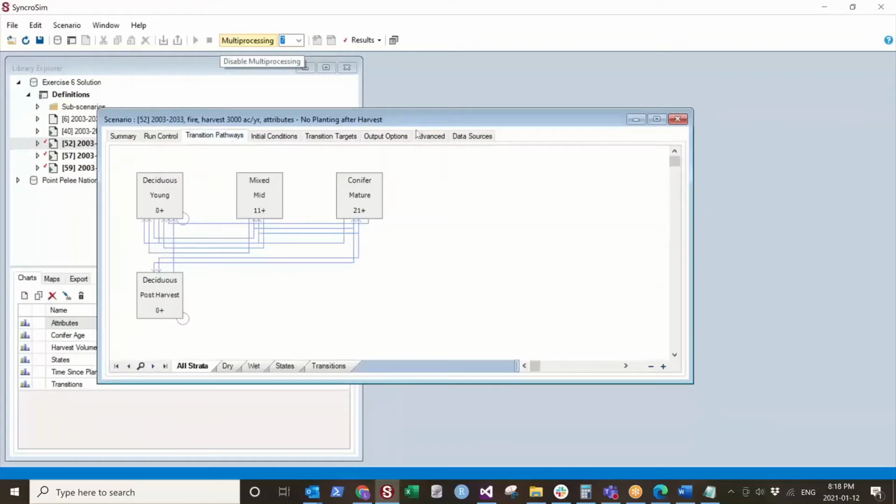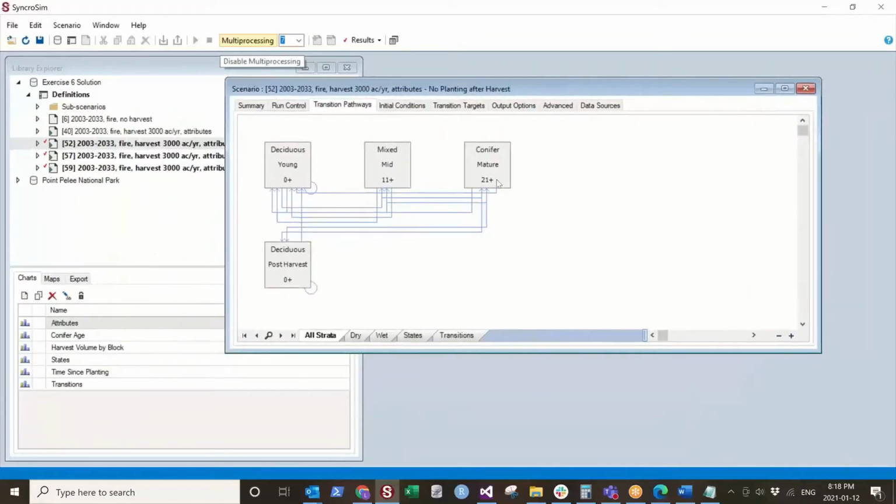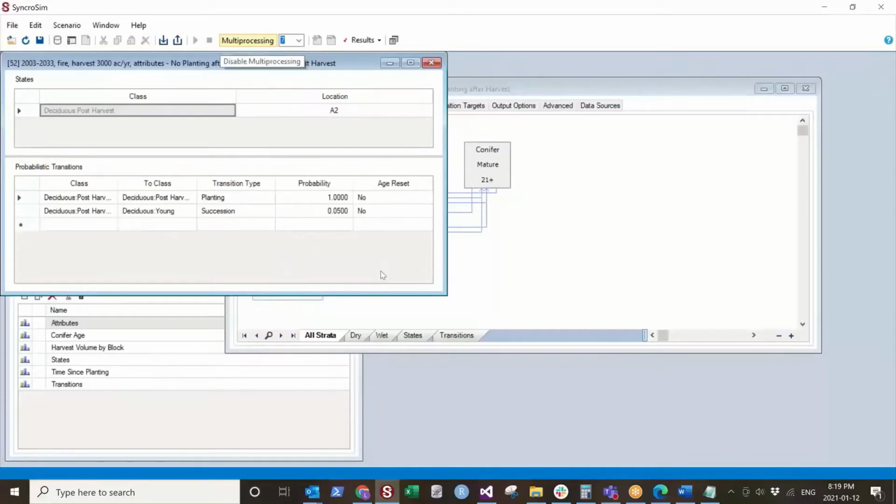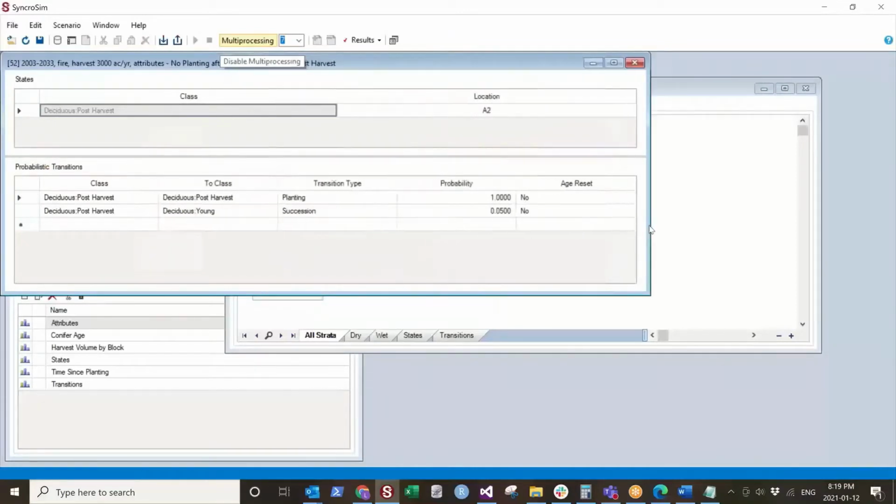I'll probably start with the transition pathways. But the dynamic that I added to the model is that when you apply timber harvest now, rather than going to the young deciduous, it goes to a post-harvest state. And the idea is that to get back onto the successional trajectory, there has to be some kind of succession that maybe establishes the young conifers on that stand. Again, I totally made this up, so it's armchair theory at the moment, but just to demonstrate the simple dynamic.